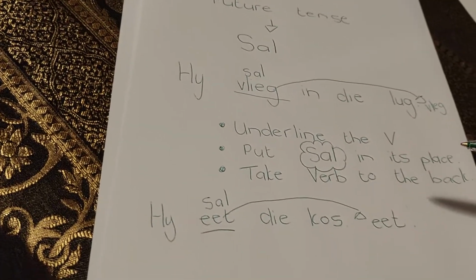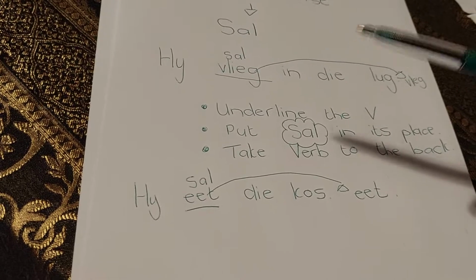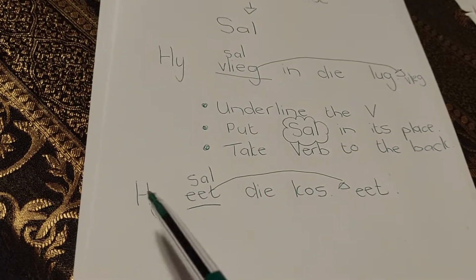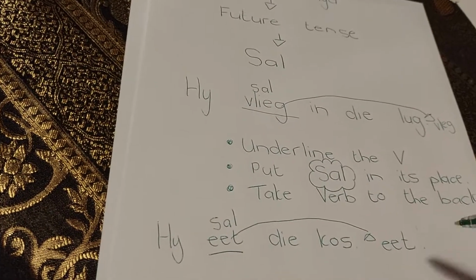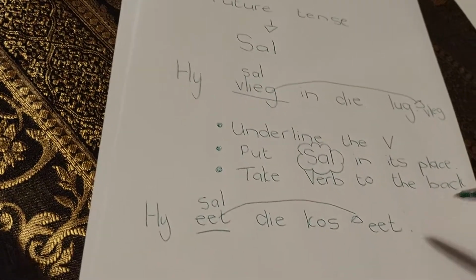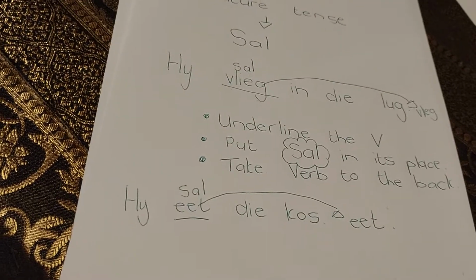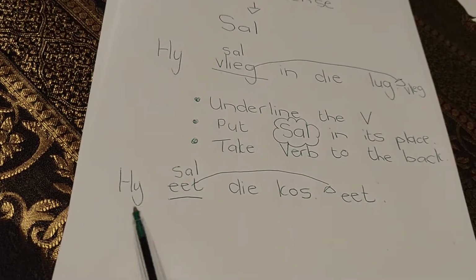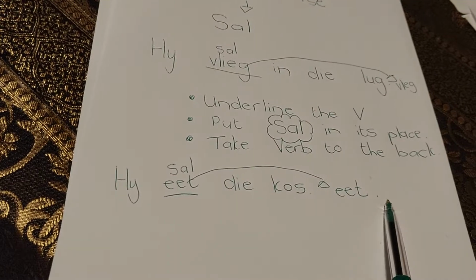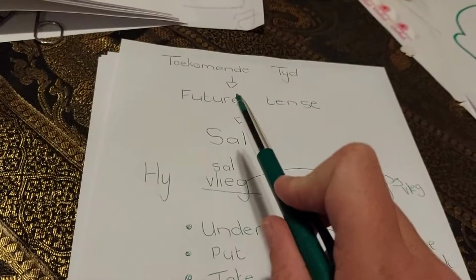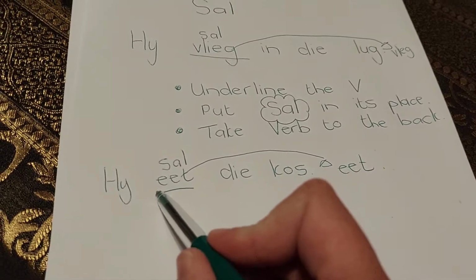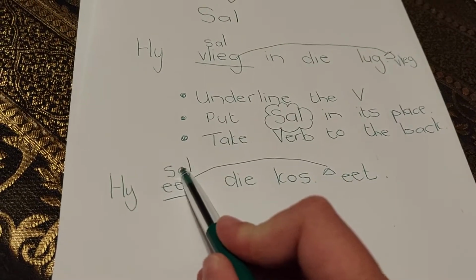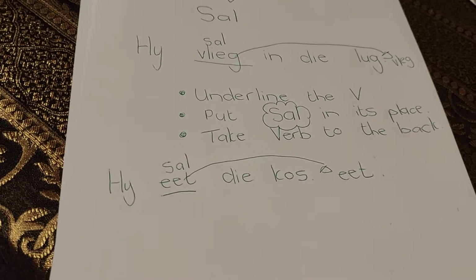It's always better to write the sentence, do the changes on the sentence itself. So when you are writing your exam and in the question paper, you've got your sentence that you need to change to TOEKOMENDE TYD. Underline the verb on that sentence. Put sal in its place. Take the verb to the back.